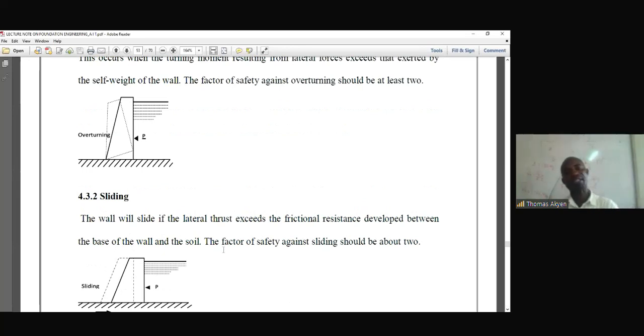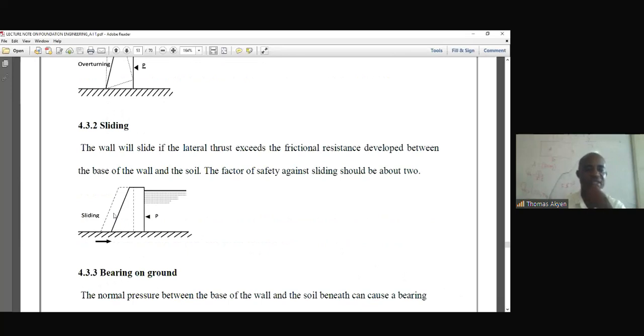Then we have the sliding walls. The wall will slide if the lateral thrust exceeds the frictional resistance at the base. The factor of safety against sliding should be about 2. We're also telling you the factor of safety against sliding should be about 2. So we have a sliding being like this.